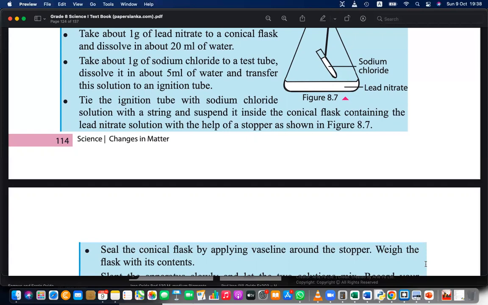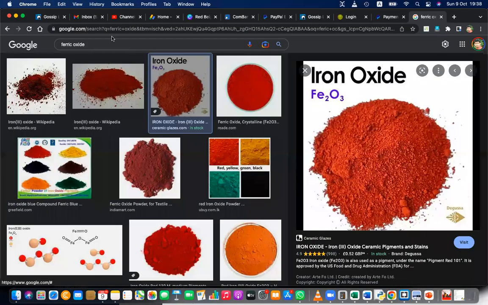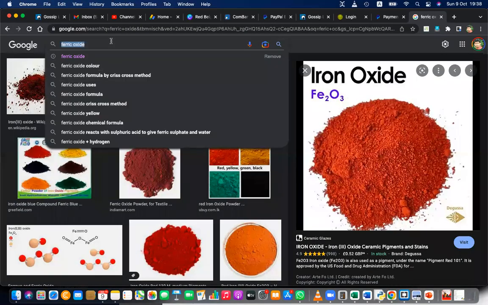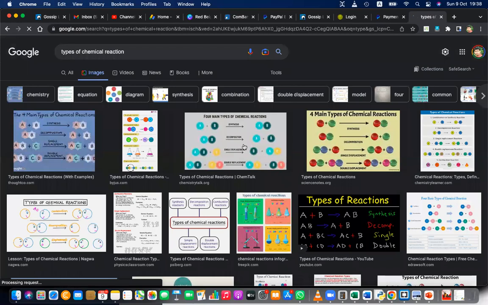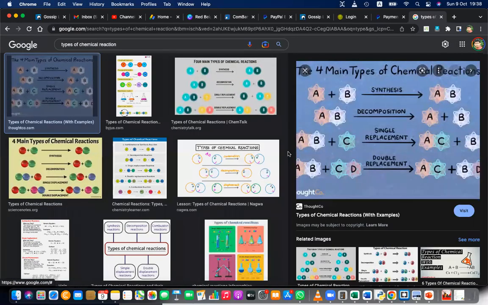So we just learned about types of chemical reactions. There are only a few here. I have to show you in images because the slide is missing. Here, types of chemical reactions. So these are the things that we have learned, right? I hope you can remember. I asked you to write this down somewhere.